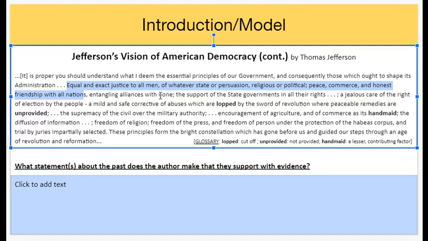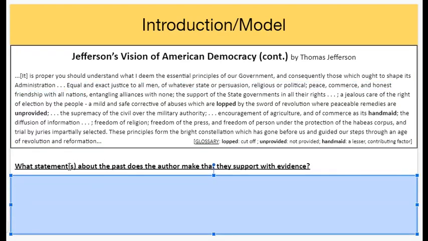But let's go back here. The support of the state governments and all the rights. So what is the government? What does he say, Jefferson? Let's turn that into our real words.